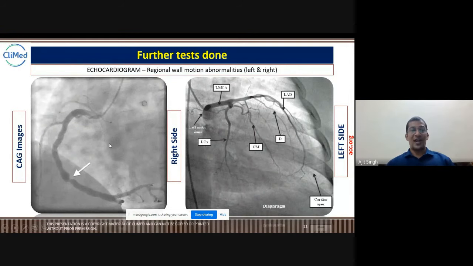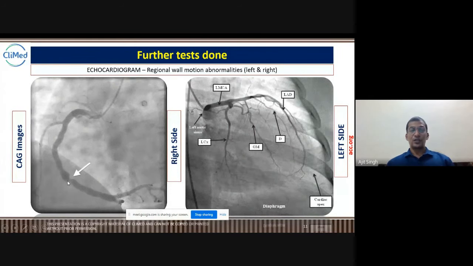So you can see the right side of the patient. Here, the right side artery is also blocked. You can see the block. This is the block. Wherever you see the narrowing of the vessel, this is the normal vessel. This is the normal size of the vessel. But here, where you can see the white arrow, this is narrowing. Narrowing means there is a plaque, and the blood supply here is narrowed down. So here we can say the right coronary artery is blocked.